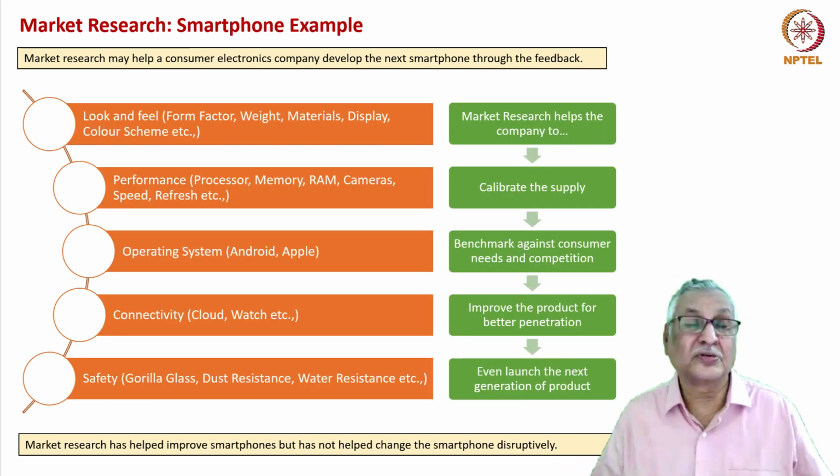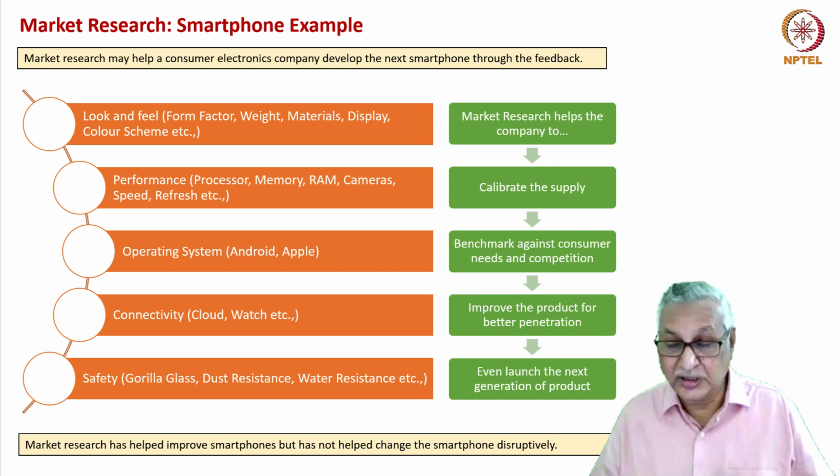Then you have a smartphone. Market research again tells us about the form factor, weight, materials, display, color scheme of the phone, talks about the processor, memory, RAM, camera, speed, refresh, etc. Looks at the way the operating system has been improved over time, Android or Apple, the connectivity to cloud, to the smartwatch, and even IoT, and the safety of the smartphone in terms of the protective nature, dust resistance, water resistance, and the glass itself. So market research has helped improve smartphones, but again has not helped change the smartphone disruptively.